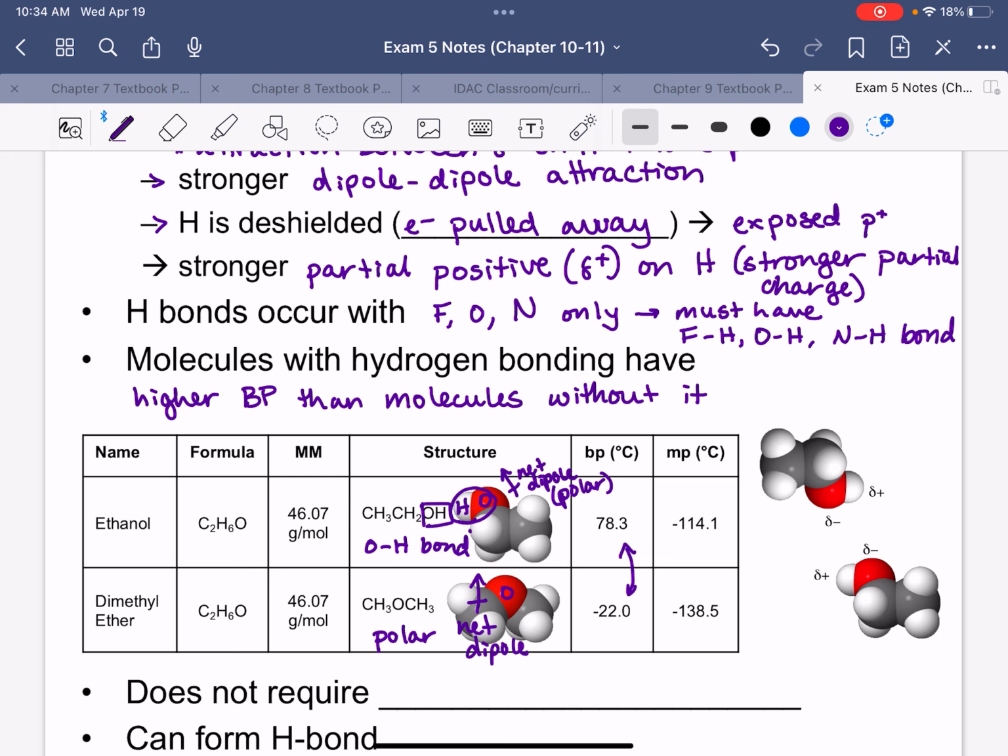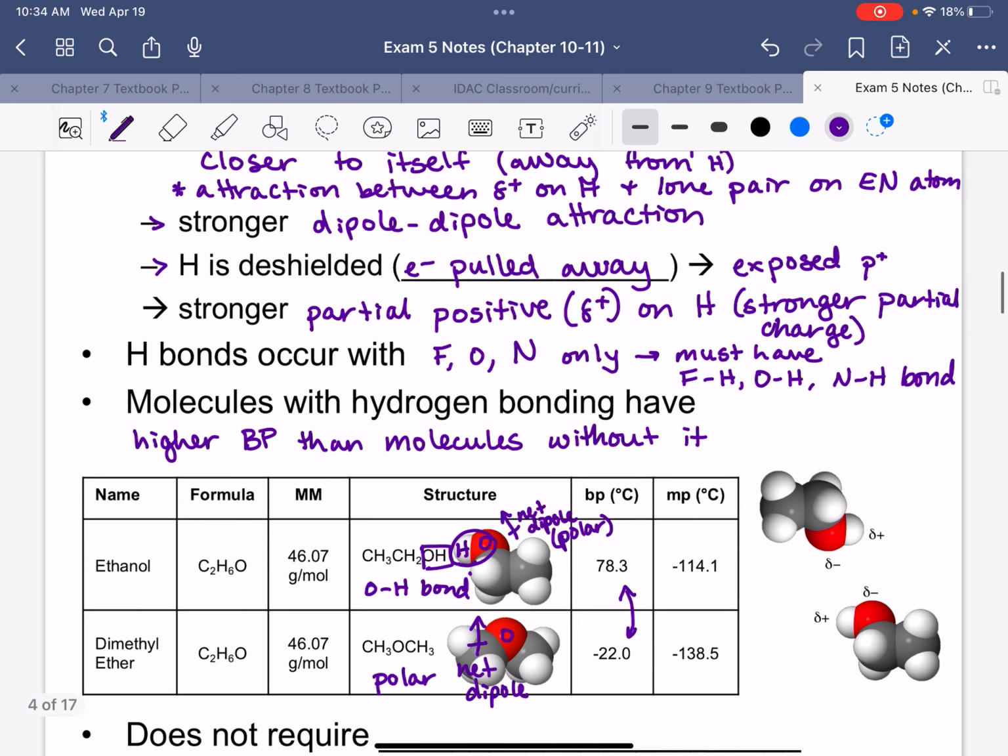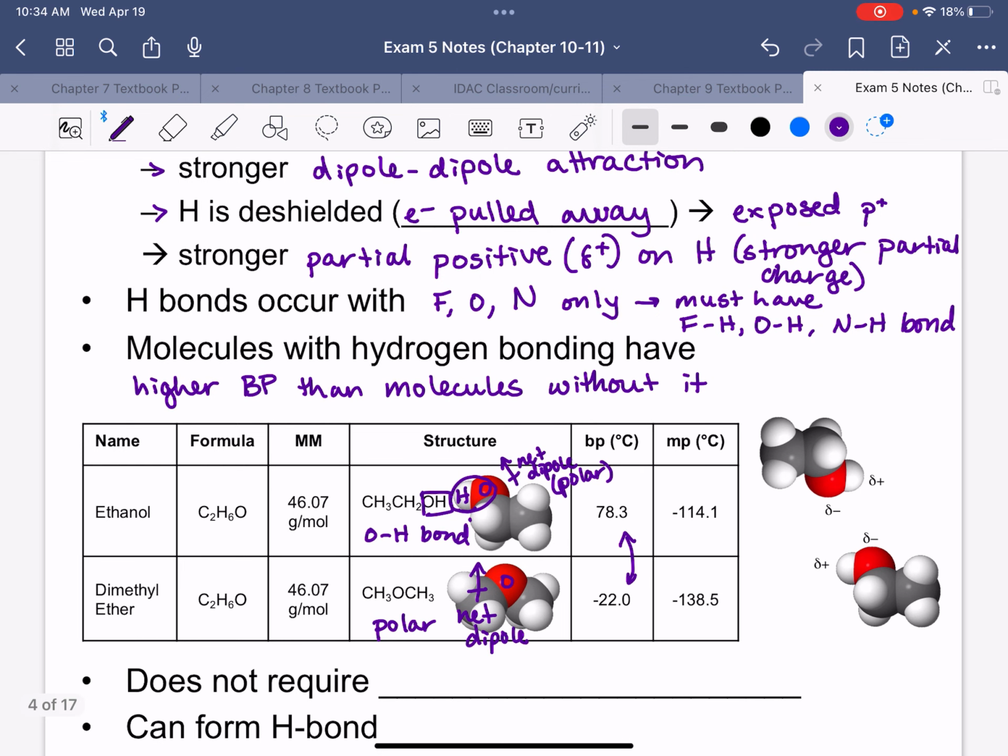So if we put two ethanol molecules together, we know that the partial negative on oxygen with the lone pairs is going to have a really strong attraction to the partial positive hydrogen. And the same deal with the partial positive on the hydrogen in the first molecule: it's going to have a really strong attraction to the partial negative. And so we are going to have a very strong H-bond attraction between these two ethanol molecules.